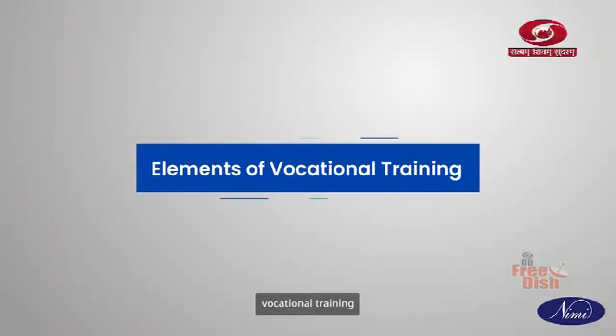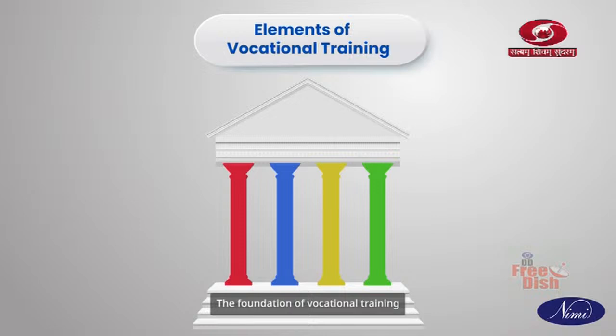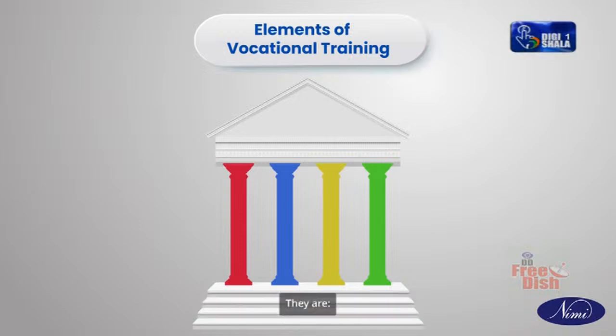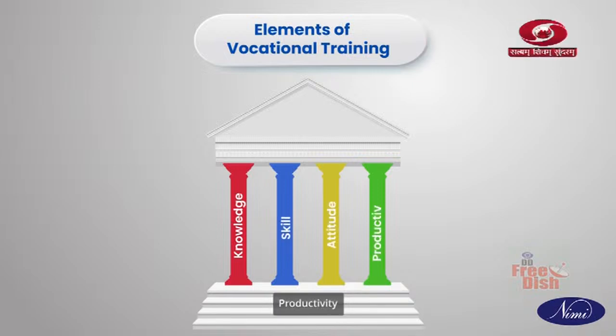Let's now look at the elements of vocational training. The foundation of vocational training comprises the following essential elements. They are knowledge, skill, attitude, and productivity. Let's now look at each vocational training element in detail.